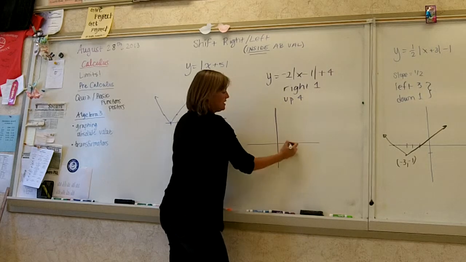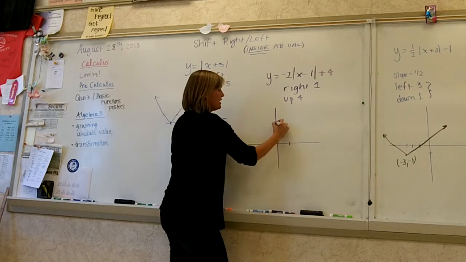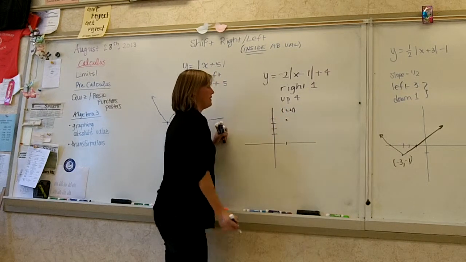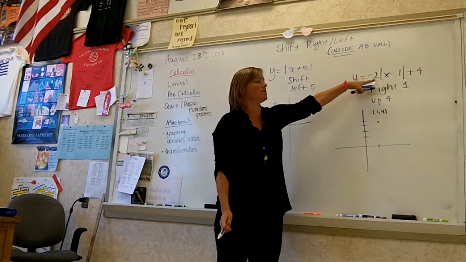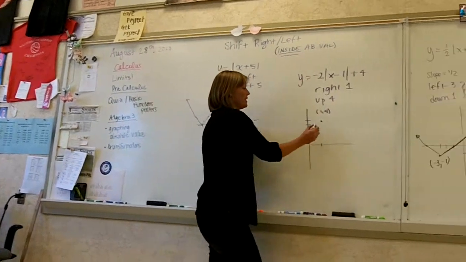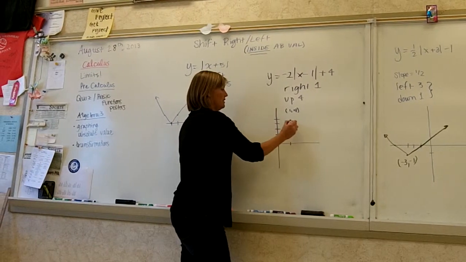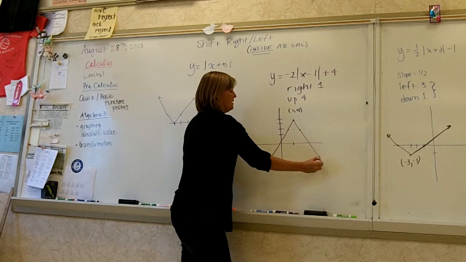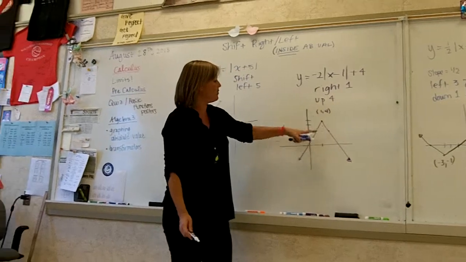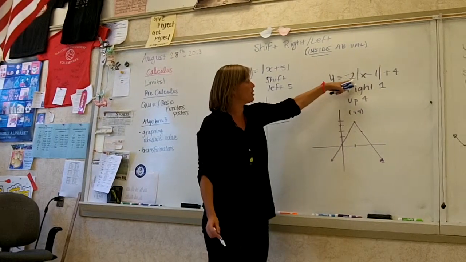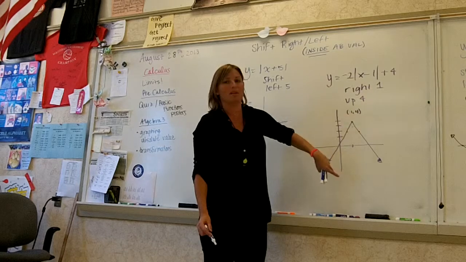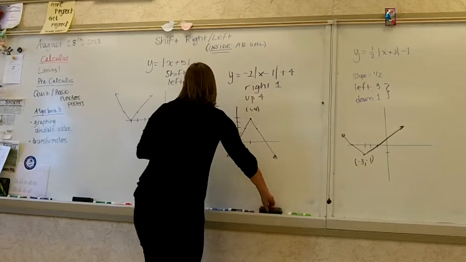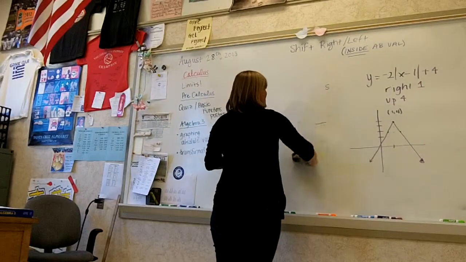So I'm going to start at the origin, I'm going to go right 1, I'm going to go up 4. So my new vertex right now is 1, 4. And then from that point, I do a slope of -2. So from here, I go down 2 over 1, down 2 over 1, on the right and on the left. So I went right 1, I went up 4, the slope of 2, but it's negative, so everything's going to be upside down. Okay? I just have one more thing that I want to show you, and it is the one thing that people sometimes make mistakes on.